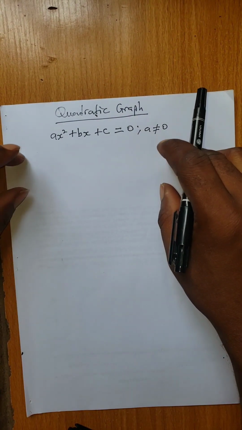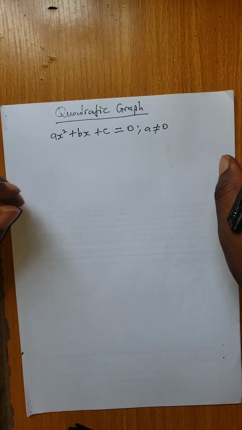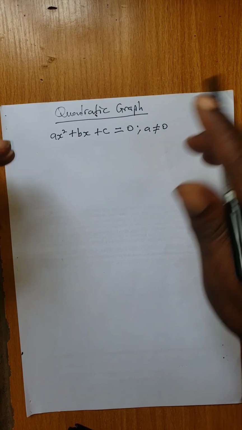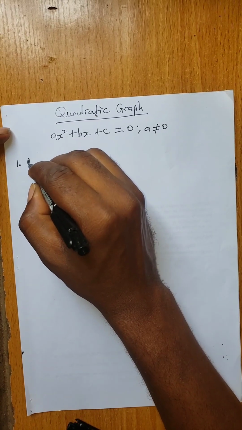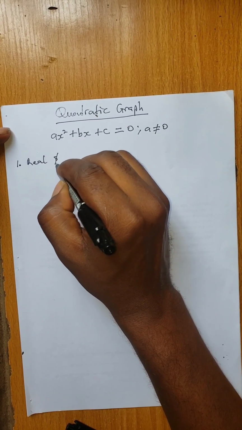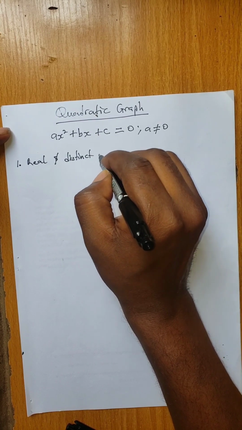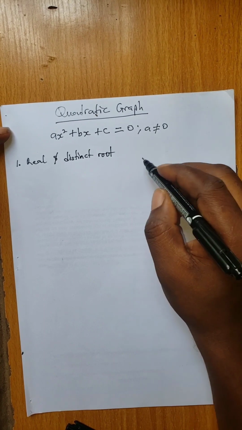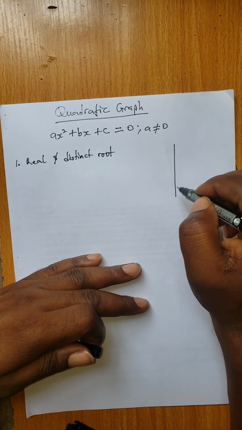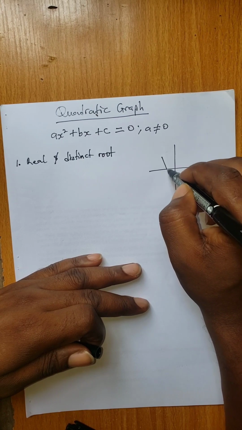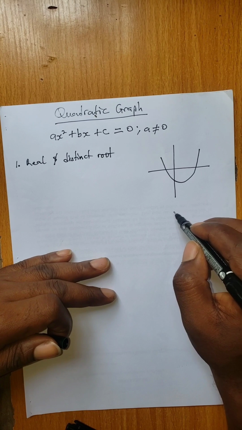So the first thing we are going to look at is the kind of graph we expect to get in a quadratic equation. The first type of graph we expect to get is a real and distinct root. Okay, a real and distinct root graph will look like this, or will look like this.